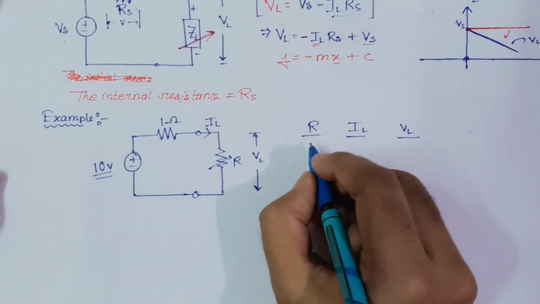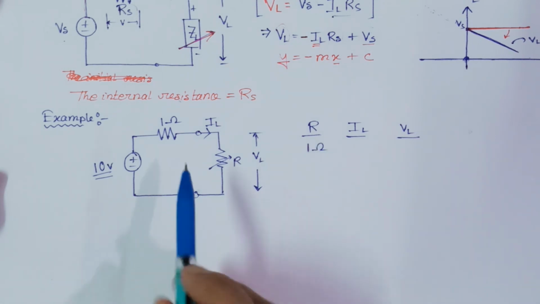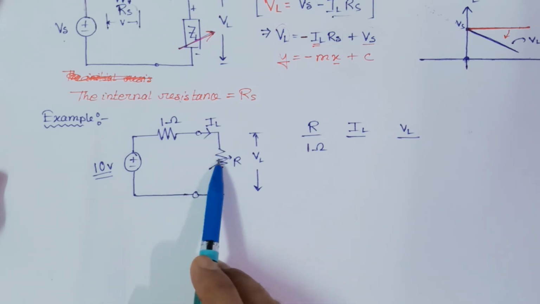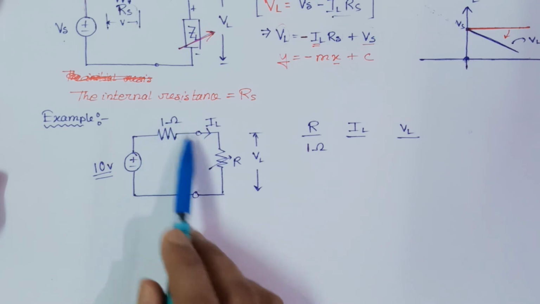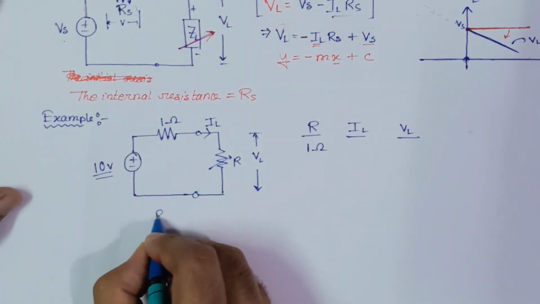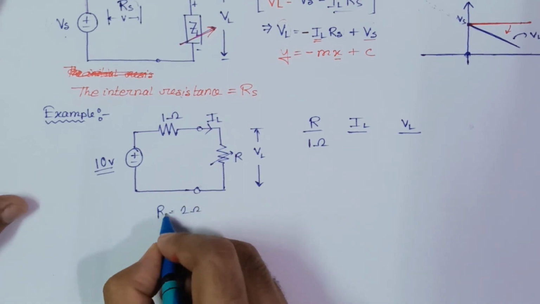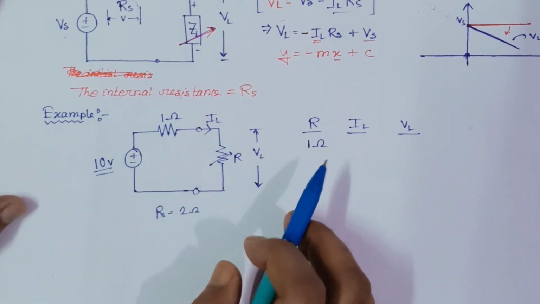Okay, now we have to see whether the value of the load voltage also changes with varying resistance. Suppose the value of resistance initially we are taking is 1 ohm. Here the internal resistance is 1 ohm, and the load resistance connected in series with the internal resistance is also 1 ohm. So 1 ohm and this 1 ohm is 2 ohm.